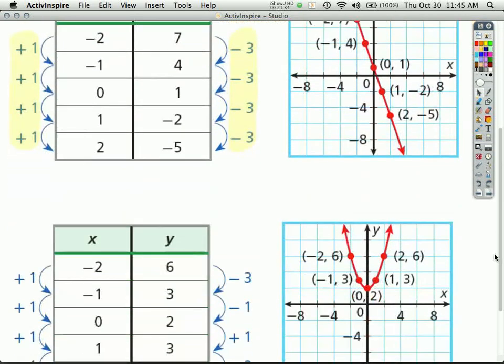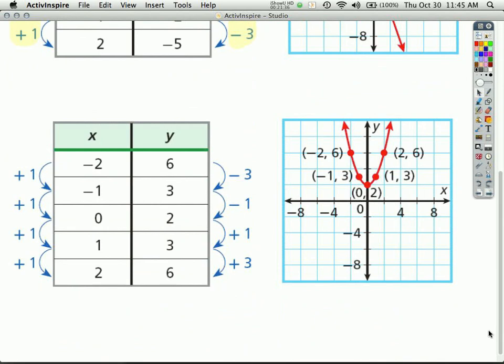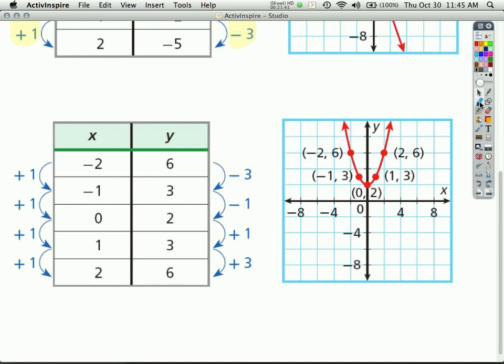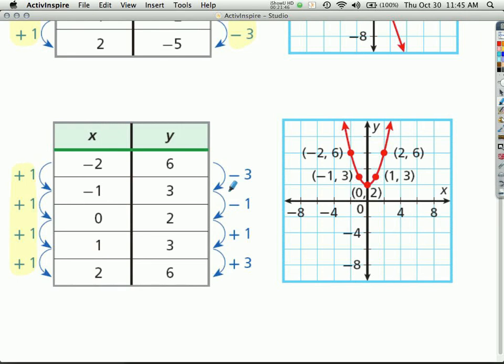Let's look at a table that turns out not linear. We have a constant pattern with the x's. We are adding 1 every time. But look what happens with the y's as the x's are increasing by 1. This one subtracts 3. This one subtracts 1 to go from here to here. This one adds 1, and that one adds 3. This is not a constant pattern, a constant change. So as this changes at the same rate, this does not.